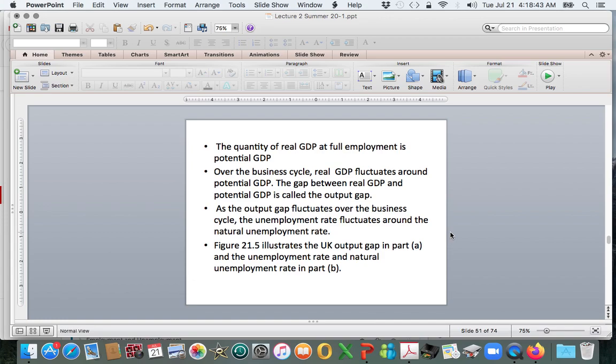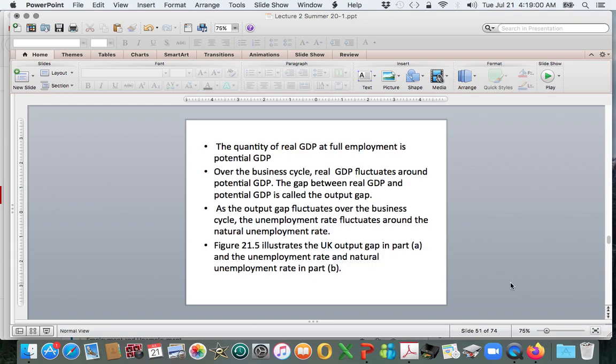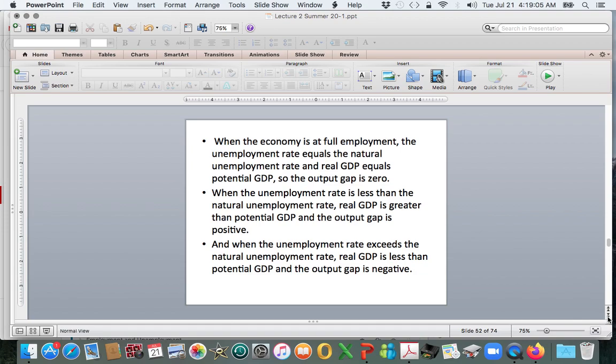Now, as the output gap fluctuates over the business cycle, the unemployment rate also fluctuates around the natural unemployment rate, and we can see that here. So, when the economy is at full employment, the unemployment rate obviously is equal to the natural unemployment rate, and real GDP is equal to potential GDP. So, in other words, the output gap is zero.